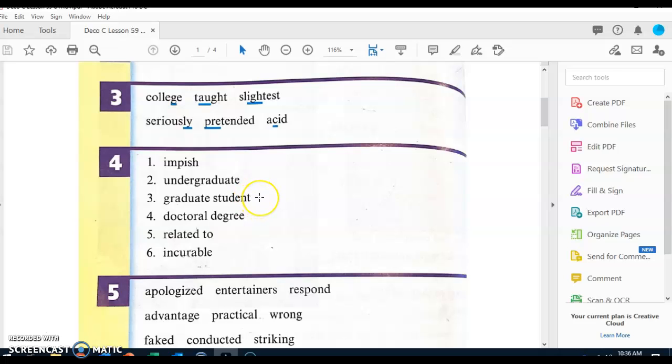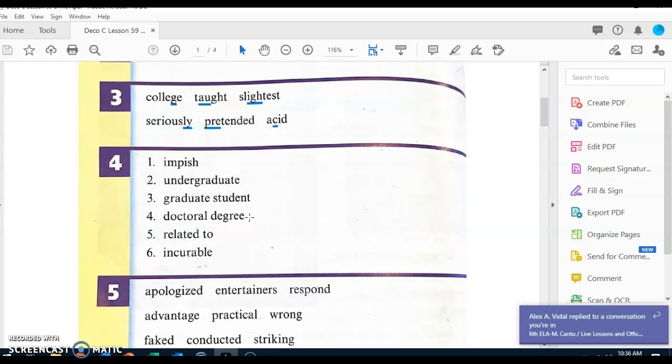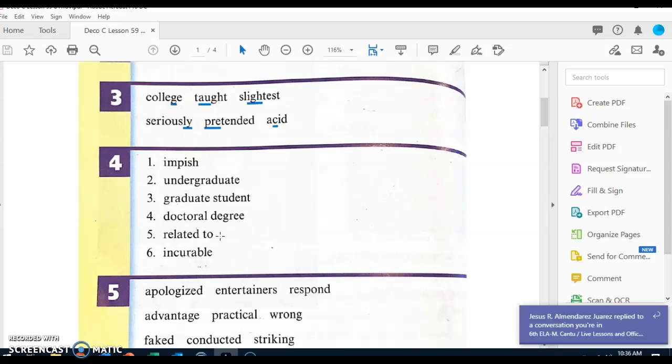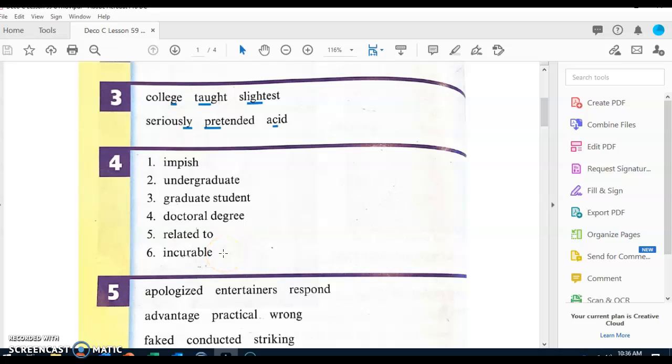Touch the words on line number 3. What words? Graduate student. A graduate student is someone who has an undergraduate degree and is working on a higher degree. Touch the words on line number 4. What word? A doctoral degree. A doctoral degree is the highest degree you can get. Words number 5, related to. If it has to do with another thing, it is related to that thing. Number 6, what word? Incurable. When something is incurable, it cannot be cured.